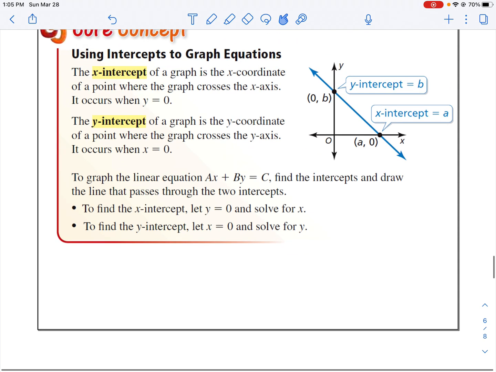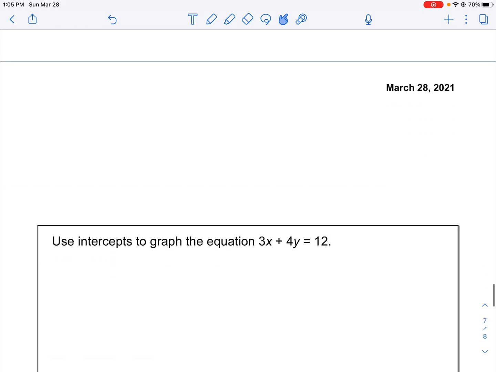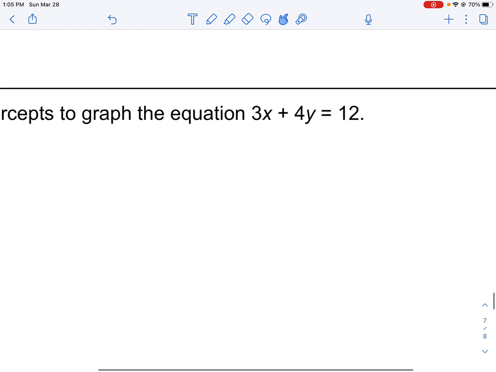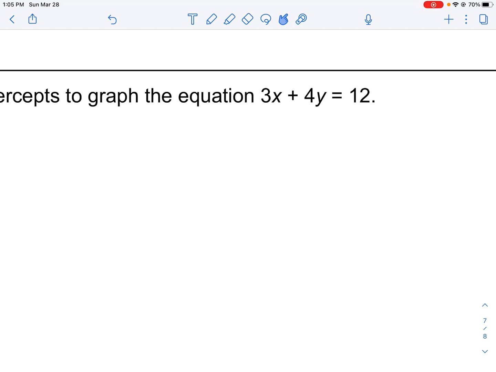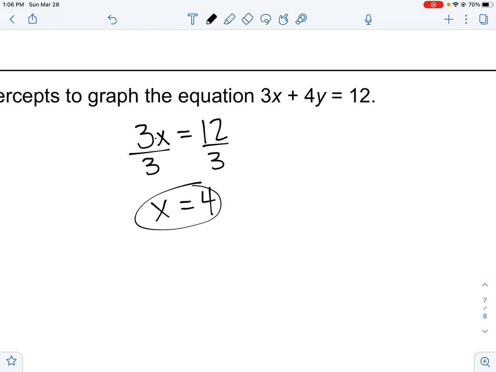Now, there's another way to graph these, and that's by finding the x and the y intercept. Now, if we have some equation like this, where we have x, y, and some number, to find the x-intercept, we're just going to pretend that y doesn't exist. And now we're going to solve. We know this is multiplying, so the opposite would be dividing. And so we're going to get x equals 4. So your x-intercept is 4, 0, because 0 for the y.